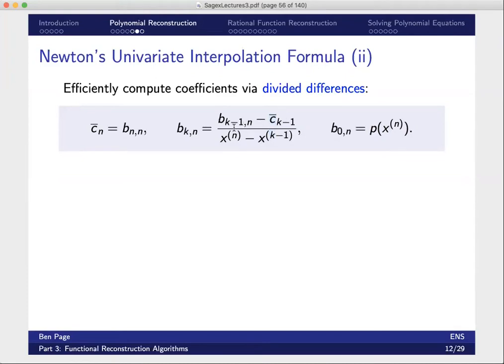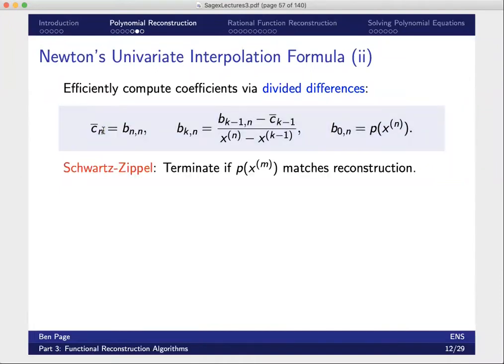So the question becomes then, if we picked some value of D, how do we know if it's correct, and how do we know if we should keep going and increase D and just turn the wheel and keep adding more evaluations and more coefficients?